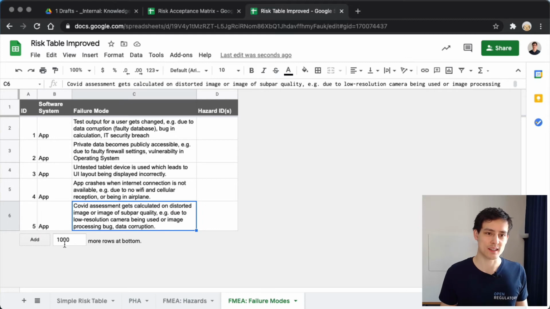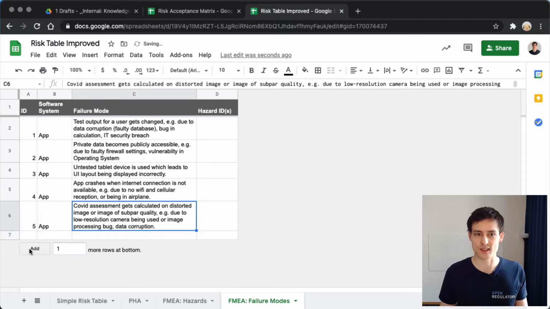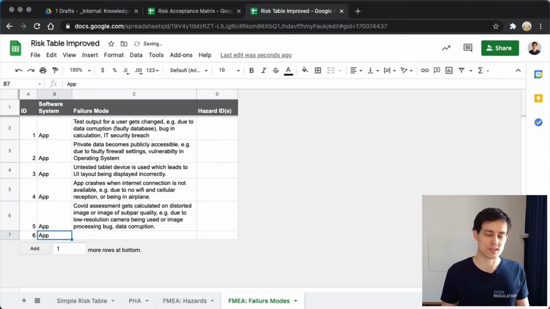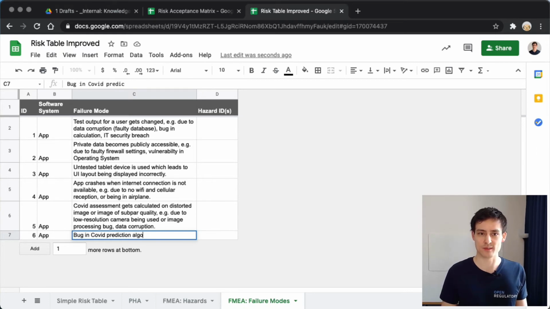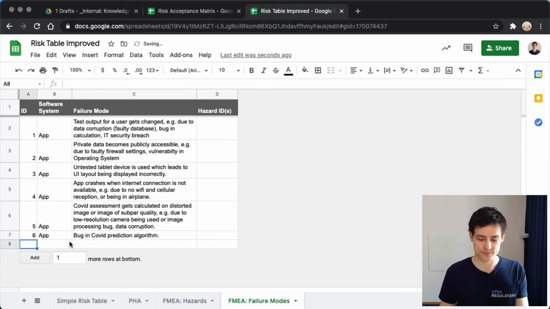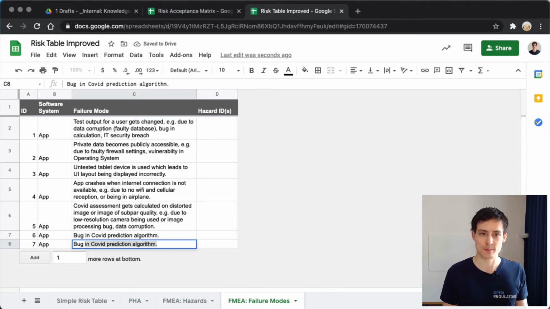And again, these are already complex things we're talking about. There's also so much simple stuff you could write here. You could just say bug in COVID prediction algorithm. That's a solid failure mode. And as you go with a developer through all the different parts of the software, you could come up with a bug for everything, right? Like bug in image acquisition code, the code which takes a picture of the patient's face.